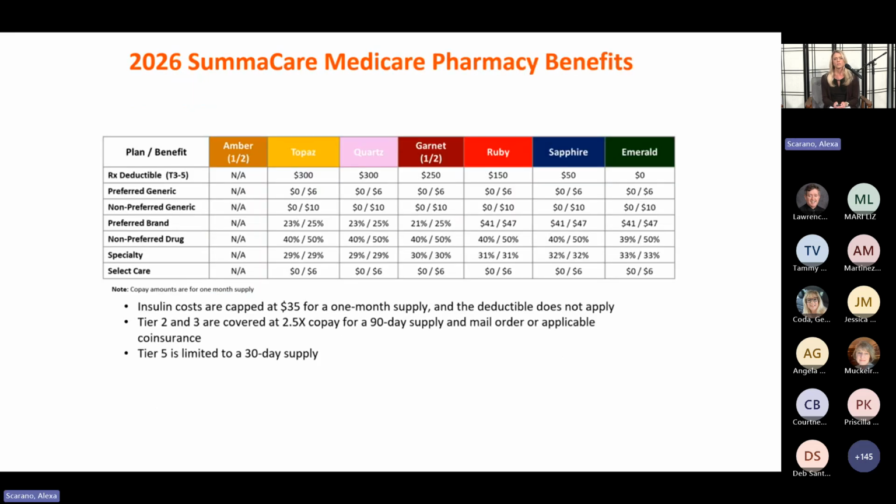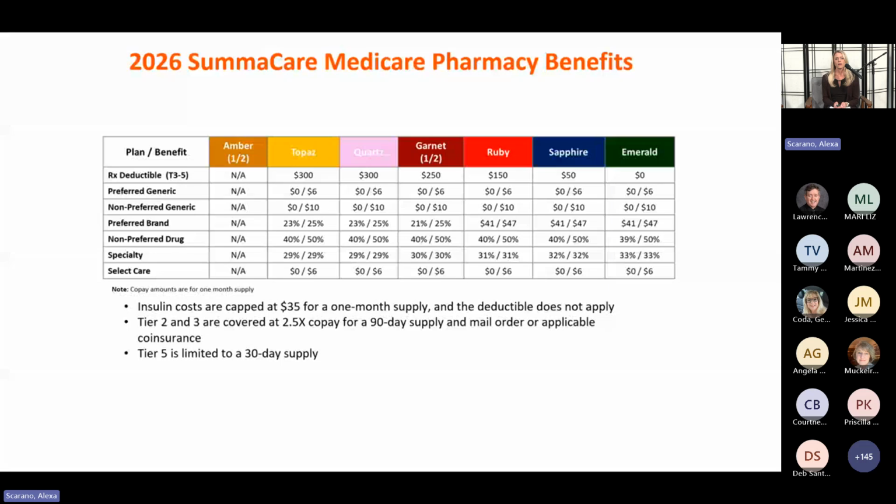This probably looks kind of small to you, but I wanted to highlight some changes to our pharmacy benefits for the different plans. You can see we added Quartz along with Topaz. Those are 2 zero premium plans, and those have the highest deductible. So for this year, the deductible will apply to tiers 3, 4, and 5. And we have increased the deductible on some of the plans. So Topaz and Quartz have $300, Garnet $250, Ruby is $150, Sapphire is 50, and Emerald is 0.